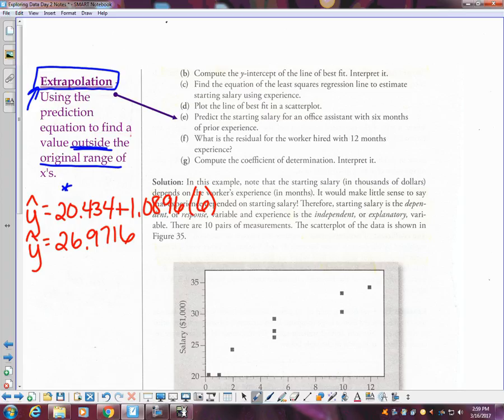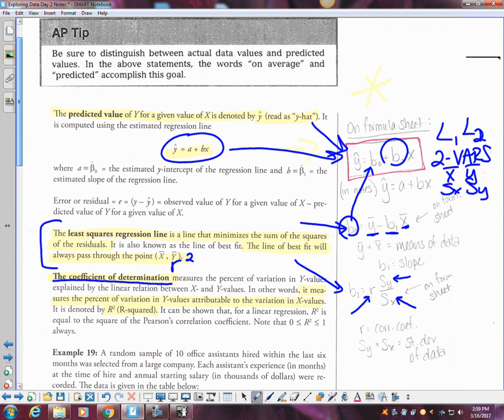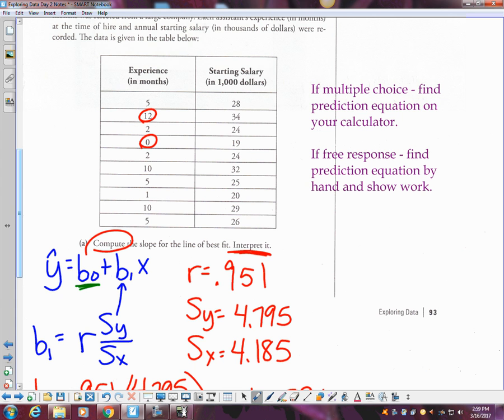Okay, F says it wants the residual. I don't know if you guys remember, but residual is the observed minus the predicted. Observed is what actually happened. Predicted is what does my equation predict it should be at 12 months. So observed at 12 months is $34,000.